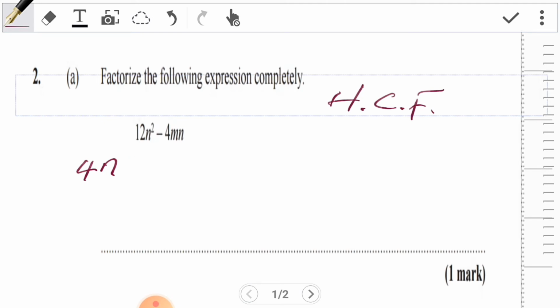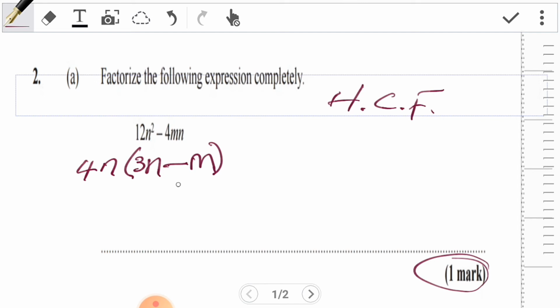So we're going to open a bracket here, and then we divide the highest common factor back into the terms. So 4n into 12n squared, we're going to get 3n, and 4n into 4mn, we'll get minus m, and then we would have factorized completely. If you notice, the marks here is just one mark, so it's a very simple step. It's just a one step and we're done.